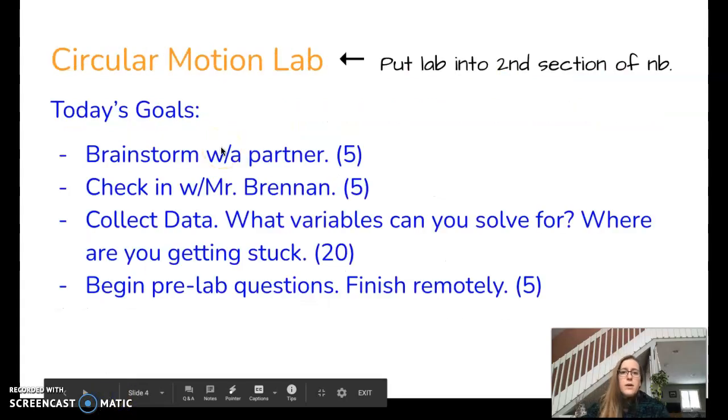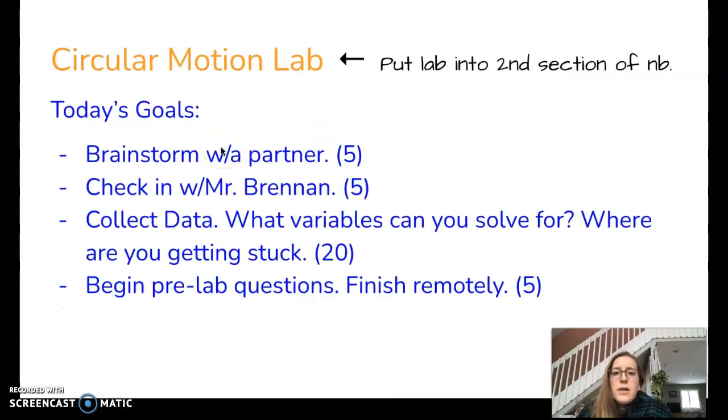All right, so today's goal includes the circular motion lab. I'm estimating that you might partner up and engage in a 5-minute brainstorm. You've already done a lot of your brainstorm remotely and with each other on Wednesday. Check in with Mr. Brennan, run it by him, see if he has any ideas or suggestions if you need additional tools. I'm sure he's willing to help you access that equipment. And then collect your data today.